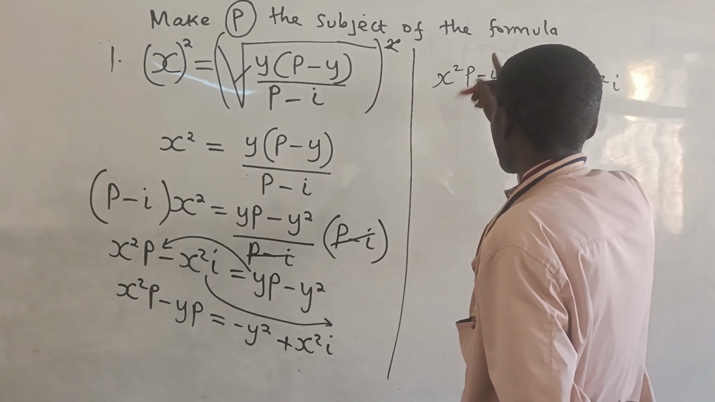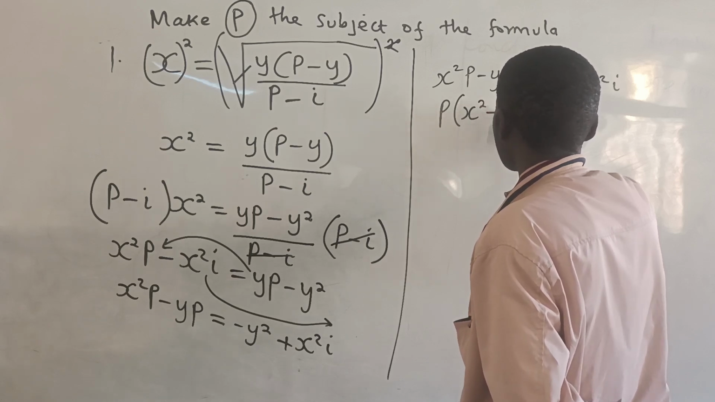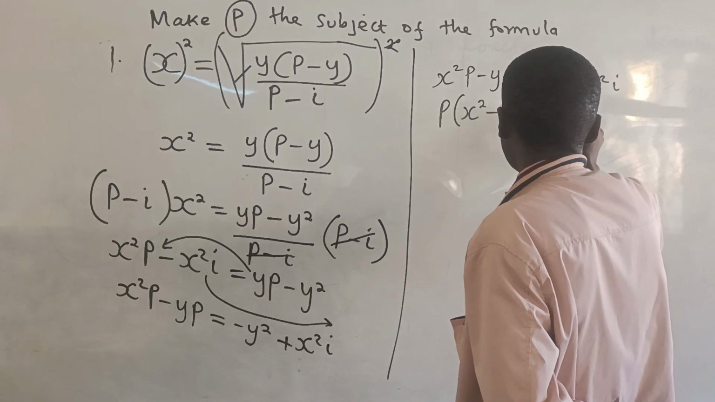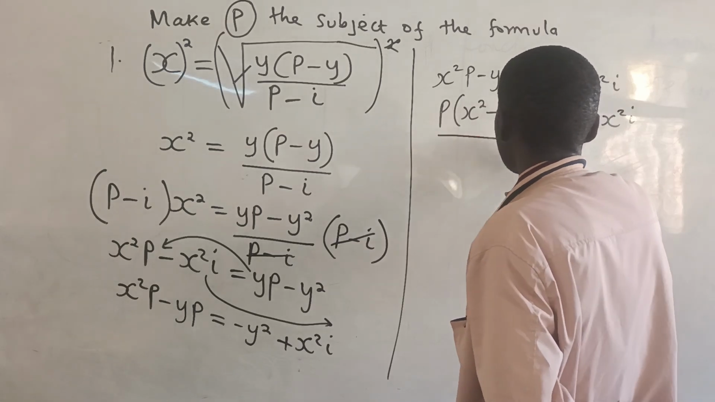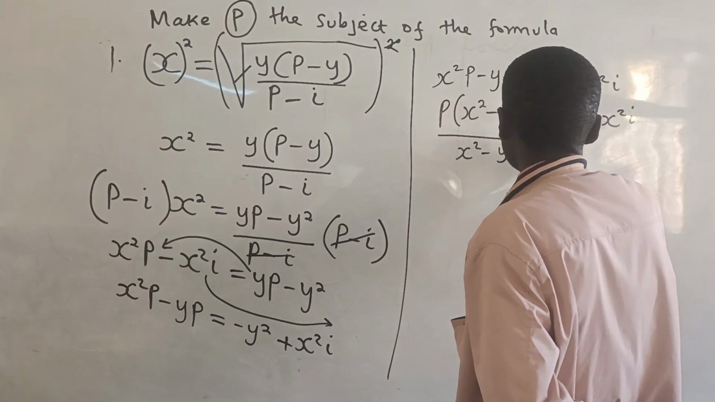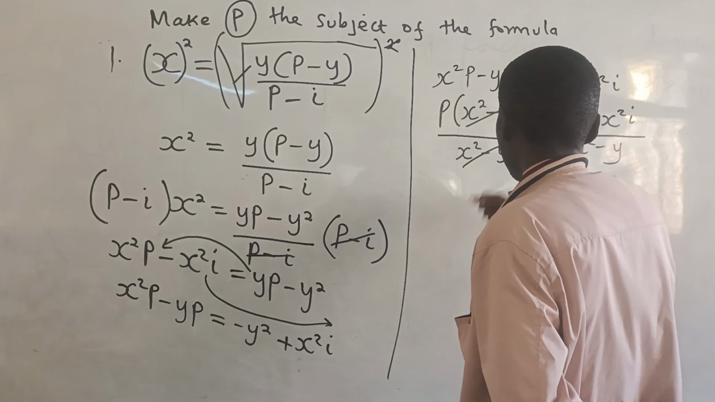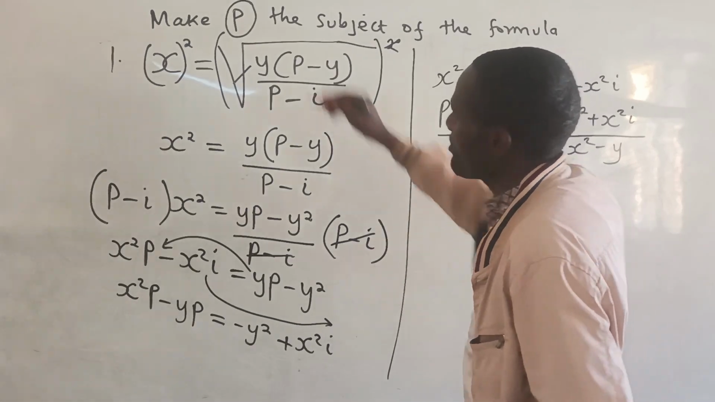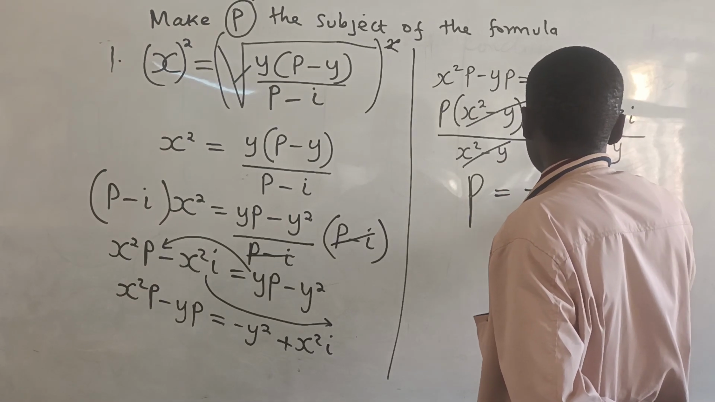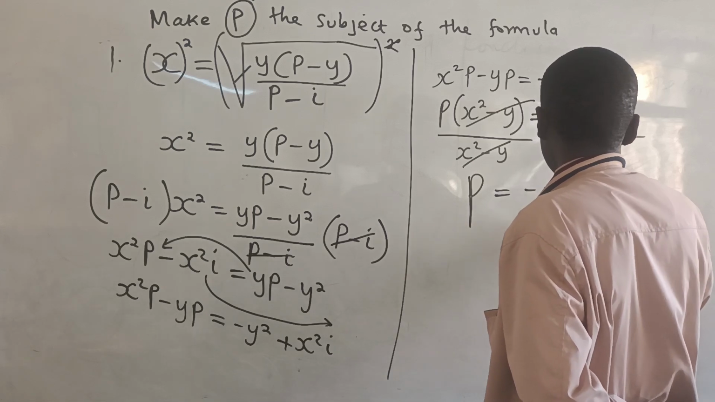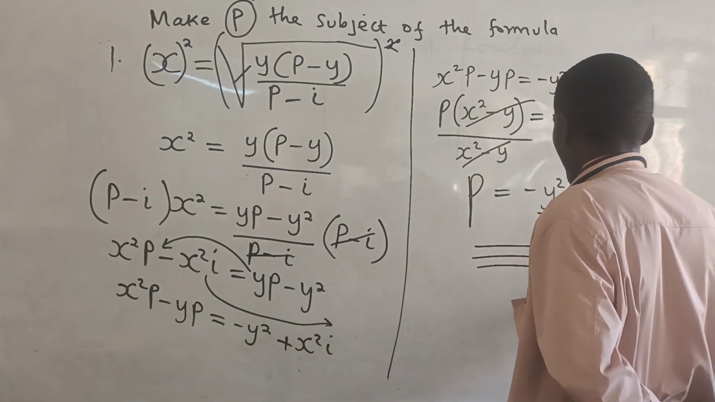So next, let's factorize out p. We'll have p into x squared minus y, equal to minus y squared plus x squared I. I divide both sides by x squared minus y, so this and this get eliminated. So my p, which is what I want to make the subject of the formula, should be equal to minus y squared plus x squared I divided by x squared minus y. That becomes our final answer for that question.